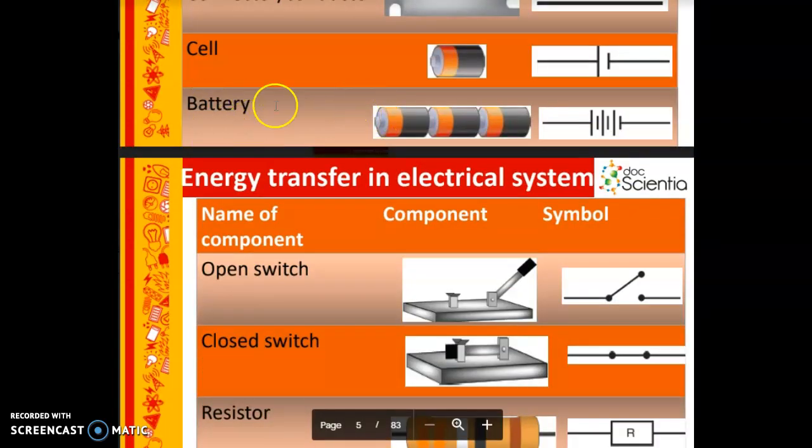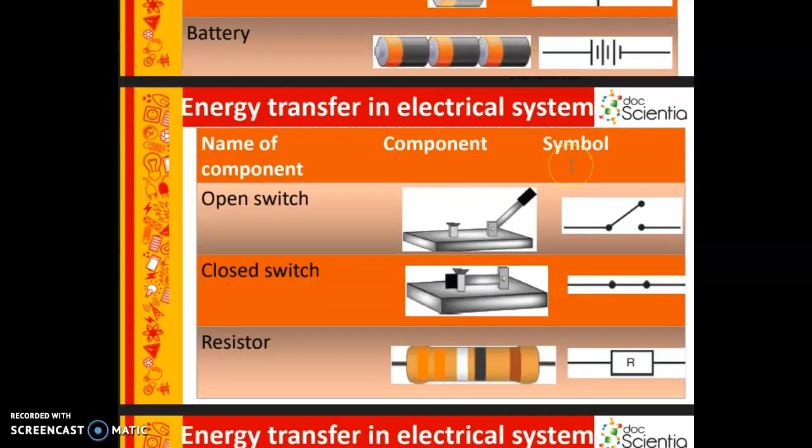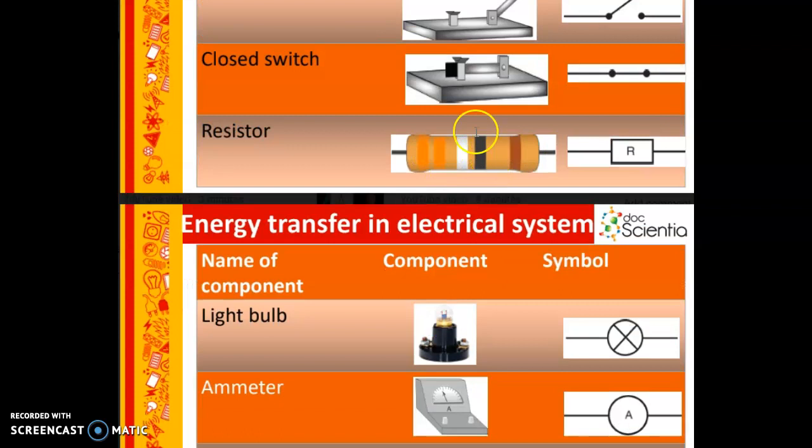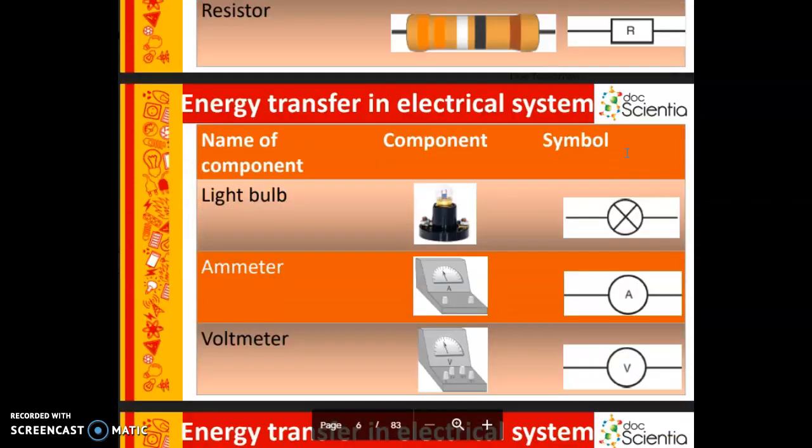Battery. A battery is more than one cell. So 2, 3, or more. So there you can see it is lots of cells in series. Here we have an open switch. You can see there the switch is open. A closed switch. The switch is closed. A resistor. And you will just write R in a little block right there.